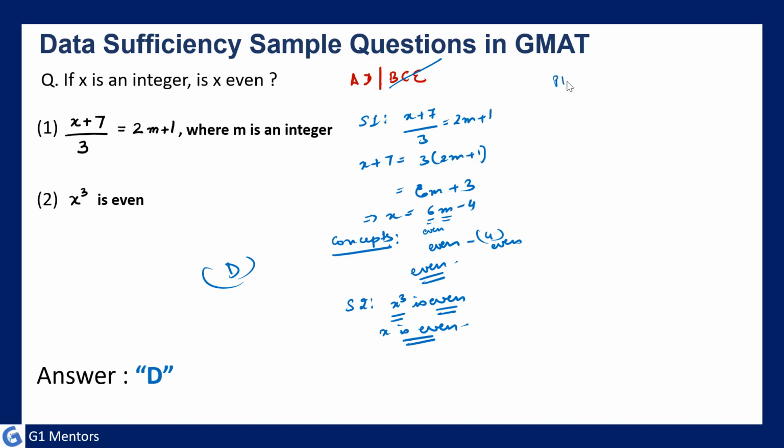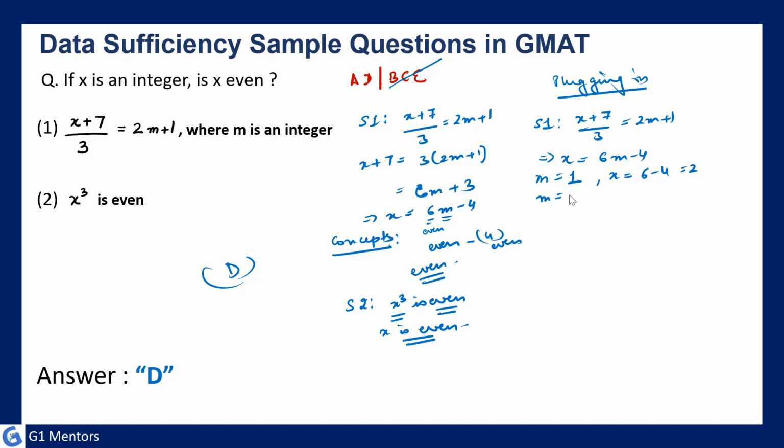Now let's see by plugging in. It is given that x is an integer. Is x even? Statement 1 says (x + 7)/3 is equal to 2m + 1, where m is an integer. So we simplify this problem, and we get x is equal to 6m minus 4. Let's say m is equal to 1. In this case, x is equal to 6 minus 4, which is equal to 2.